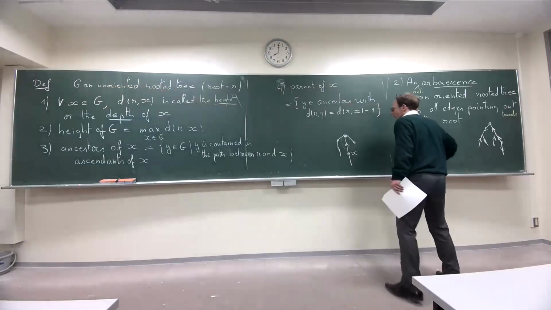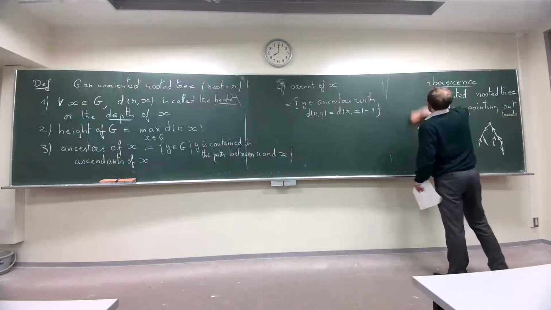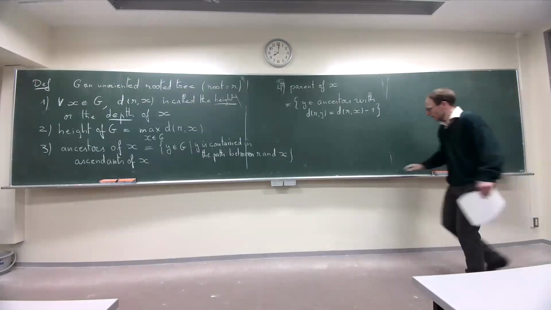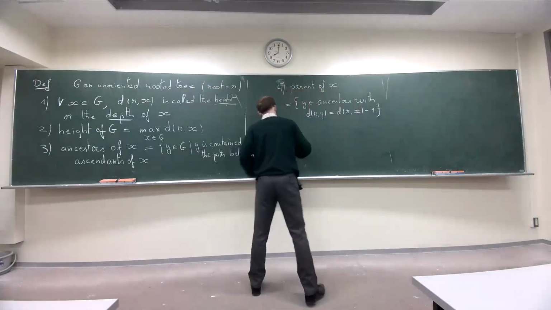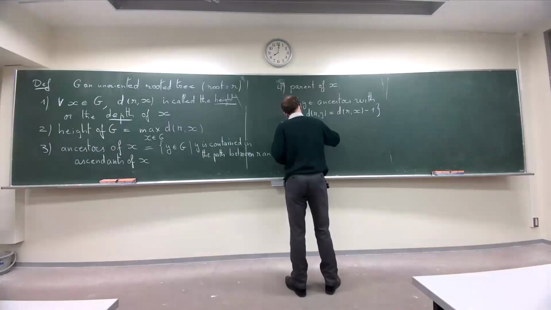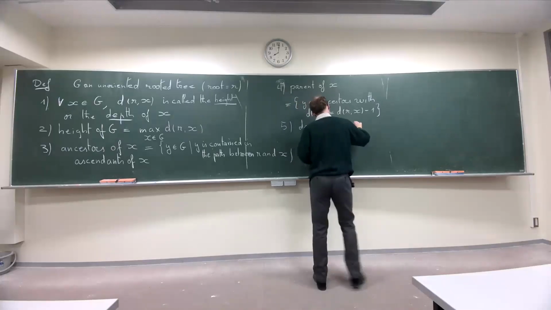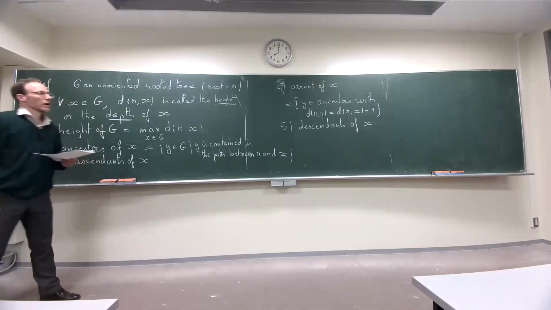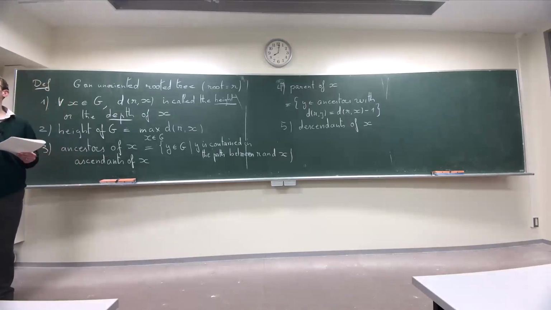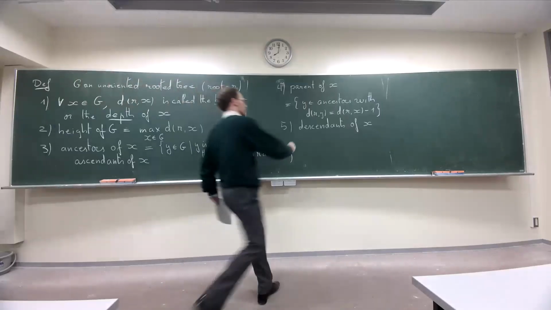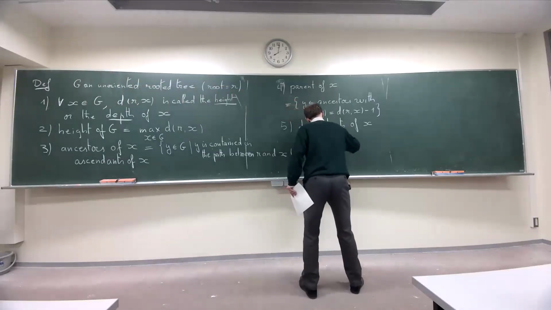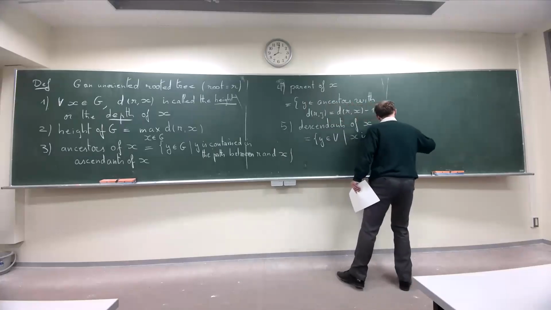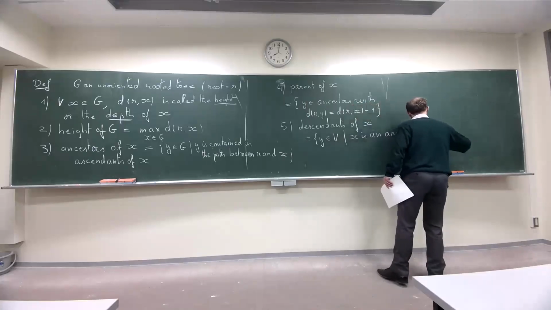Now the children, first the descendants. They are the ones going below X. So what are the descendants of X? Of course, on the picture, it's quite clear. You want all the points which have X as an ancestor. This is the set of Y inside V such that X is an ancestor of Y.